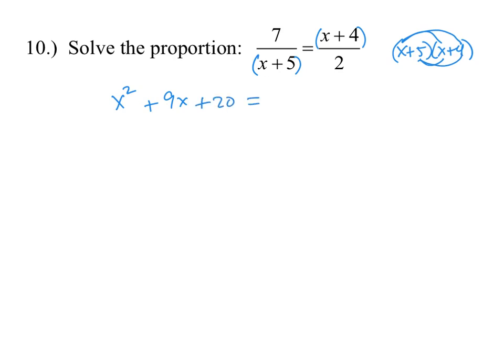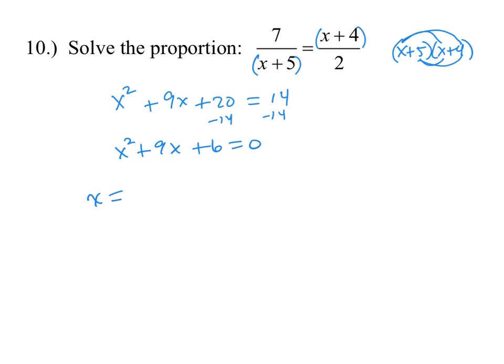Okay? And then when we cross multiply the other way, 7 times 2 is 14, so we'll set that equal to 14. Next step is to get it in standard form. We want one side equal to 0. So let's subtract 14 from both sides. Oops. So we have one side equal to 0. And we get x squared plus 9x plus 6 equals 0. So now the question is factoring or quadratic formula. Well, if we look at our trinomial, there are no factors of 6 that add up to 9, so it's time to use the quadratic formula.